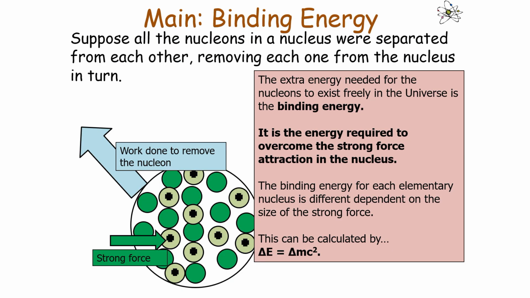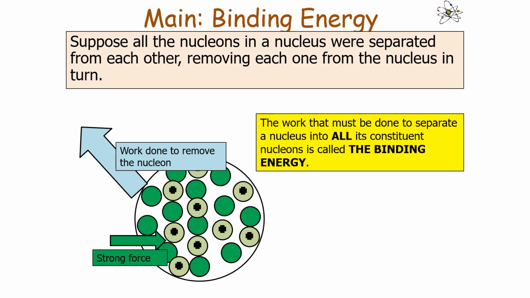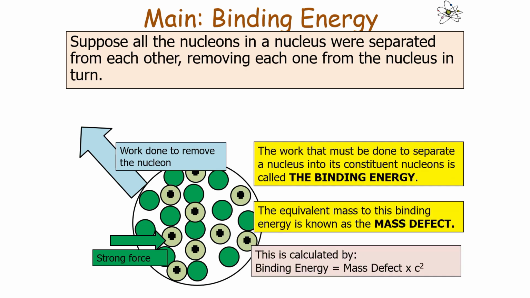So suppose all the nucleons in a nucleus were separated from each other. The extra energy needed for the nucleons to exist freely in the universe is the binding energy. It's the energy required to overcome the strong force attraction in the nucleus. The binding energy of each elementary nucleus is dependent on the size of the strong force there, which we can calculate by the equation delta E equals delta m c squared. So the work that's done to separate a nucleus into all of its constituent nucleons is called the binding energy. The equivalent mass to this binding energy is known as the mass defect.